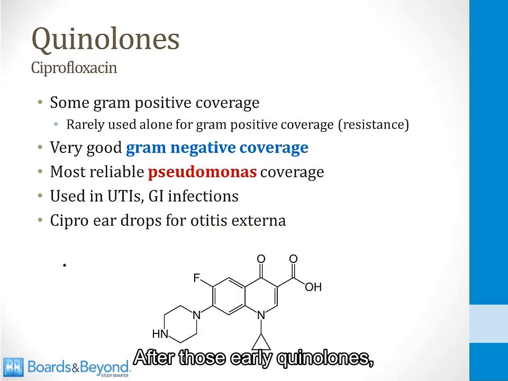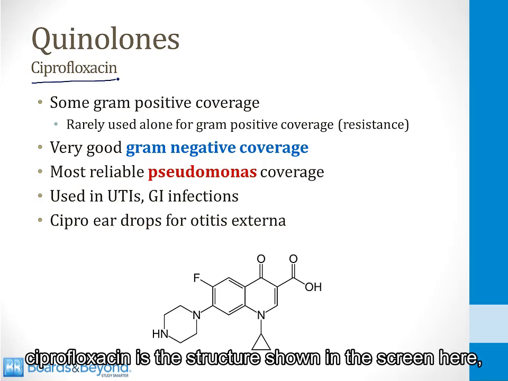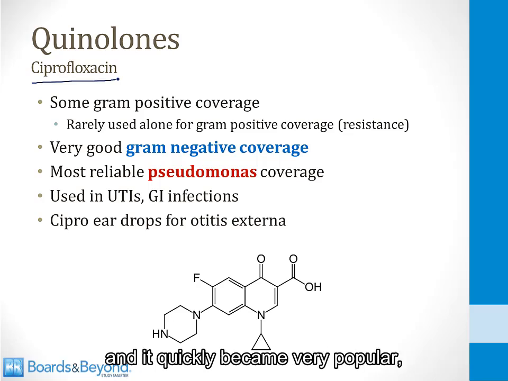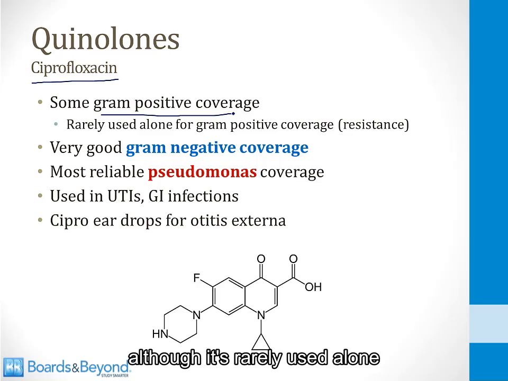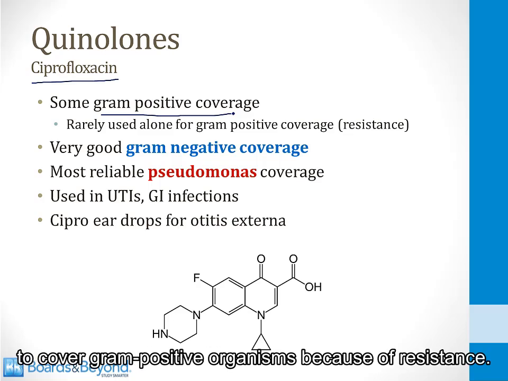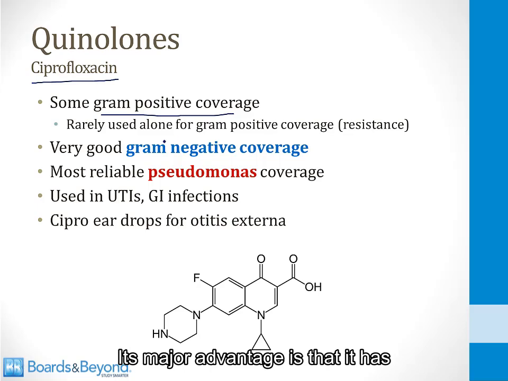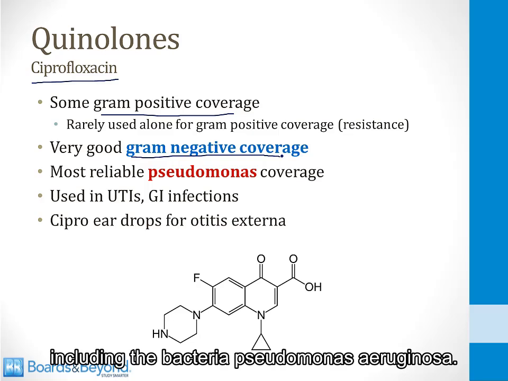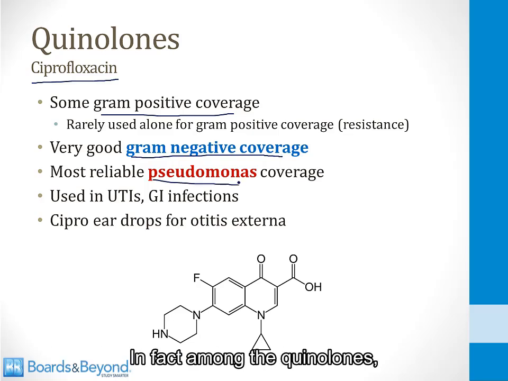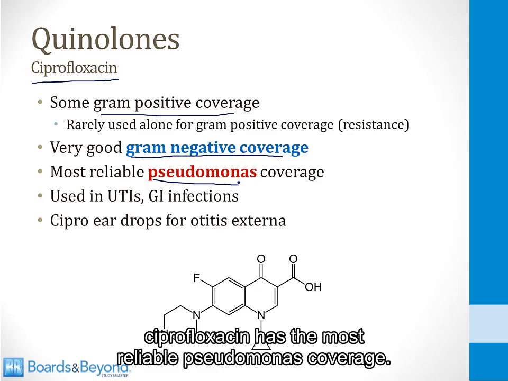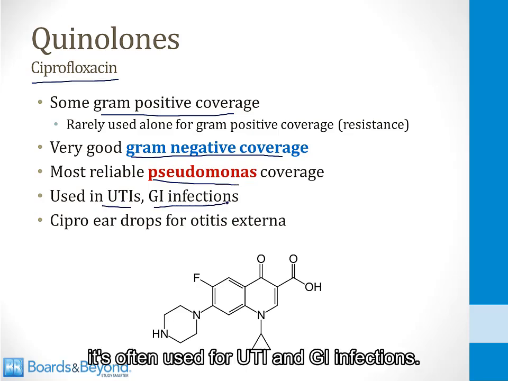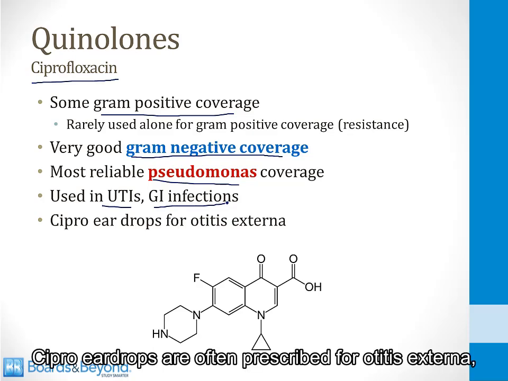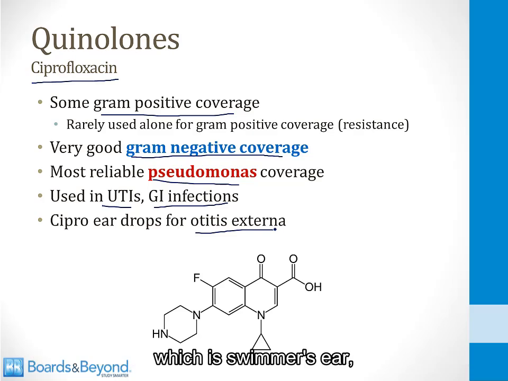After those early quinolones, the quinolone structure was modified until ciprofloxacin came to market. Ciprofloxacin has the structure shown on the screen here, and it quickly became very popular, and it's still commonly used today. Ciprofloxacin has some gram-positive coverage, although it's rarely used alone to cover gram-positive organisms because of resistance. Its major advantage is that it has very good gram-negative coverage, including the bacteria Pseudomonas aeruginosa. In fact, among the quinolones, ciprofloxacin has the most reliable Pseudomonas coverage. Because of its good gram-negative coverage, it's often used for UTIs and GI infections.